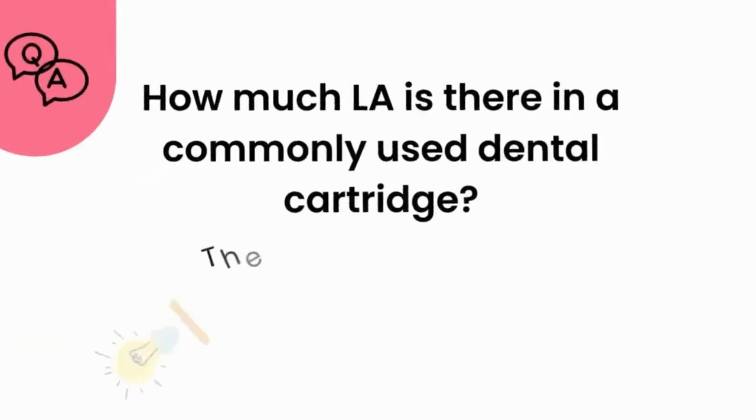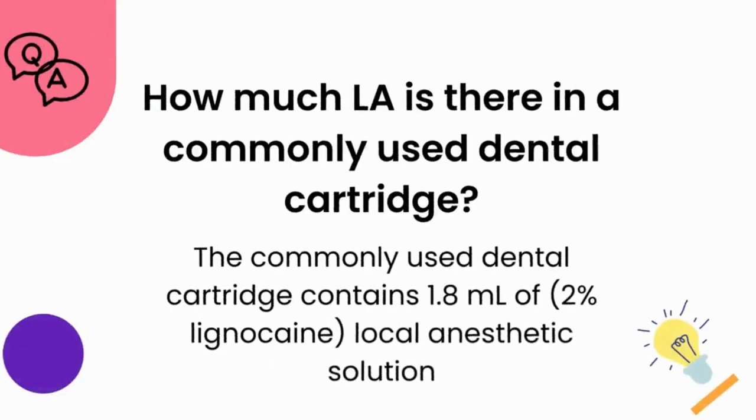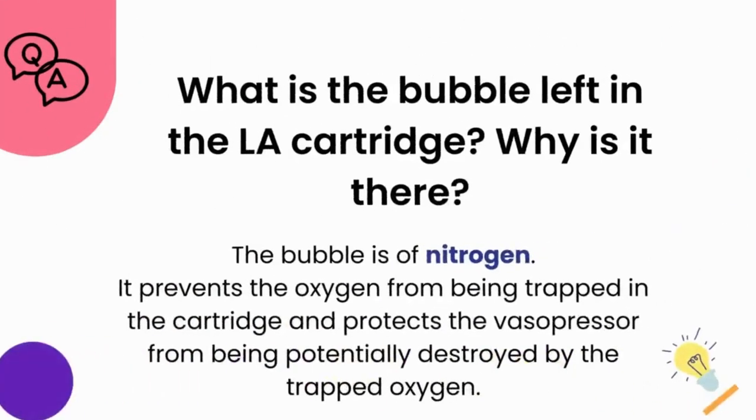How much LA is there in a commonly used dental cartridge? The commonly used dental cartridge contains 1.8 ml of 2% lidocaine local anesthetic solution. Then, what is the bubble left in the LA cartridge, and why is it there? The bubble is of nitrogen, and it prevents oxygen from being trapped in the cartridge. This oxygen can actually destroy the vasopressor present inside the LA cartridge, which is adrenaline. That's the reason why this bubble of nitrogen is left inside.